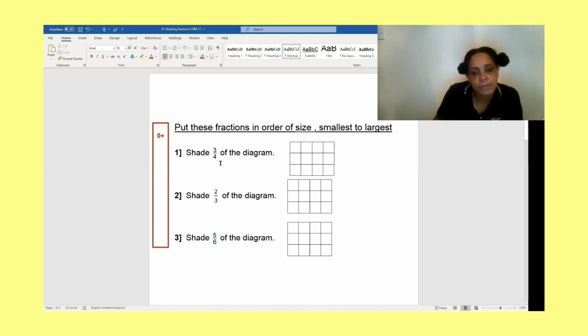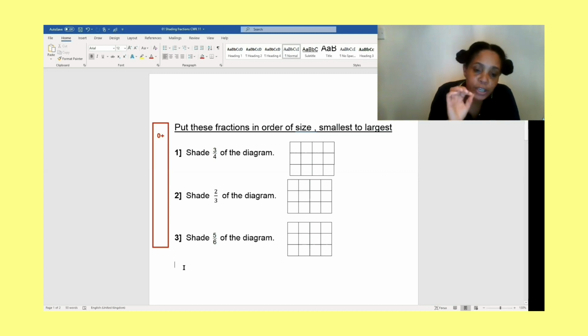Now, the first thing we're going to look at is the denominators. Here we have a denominator of 6, here a denominator of 3, and here a denominator of 4. We're now going to look into the times tables. We're going to choose the biggest denominator, which is 6, and look in the 6 times table.